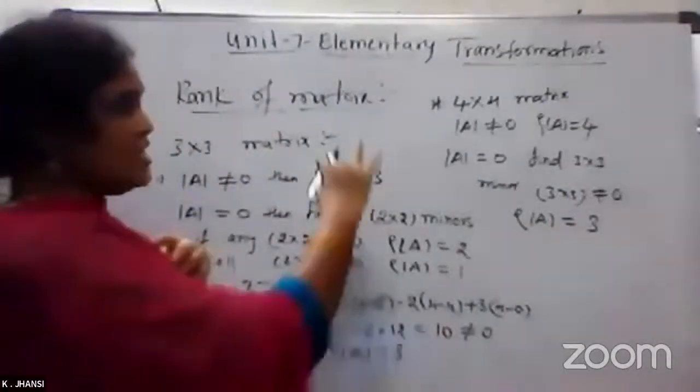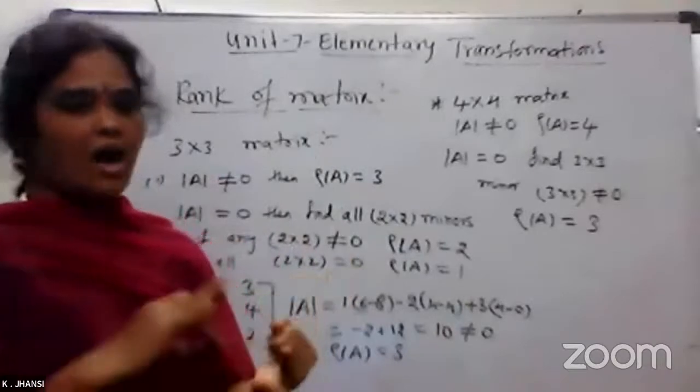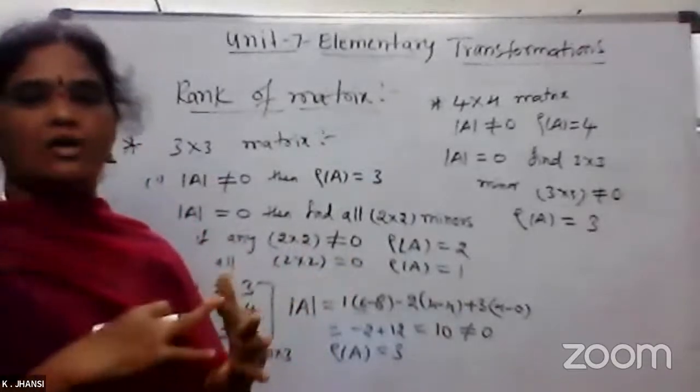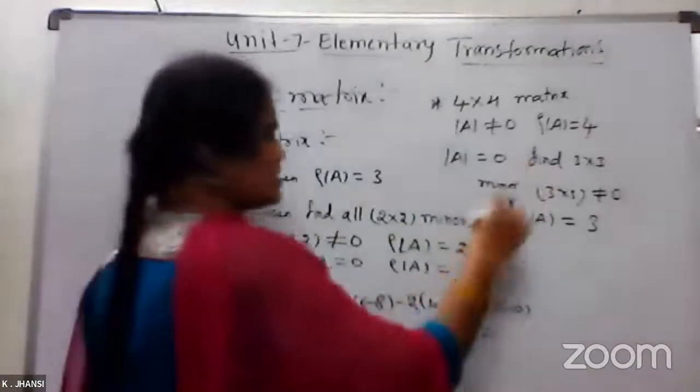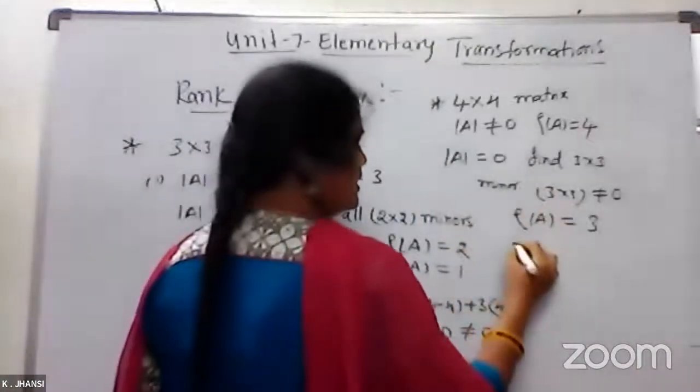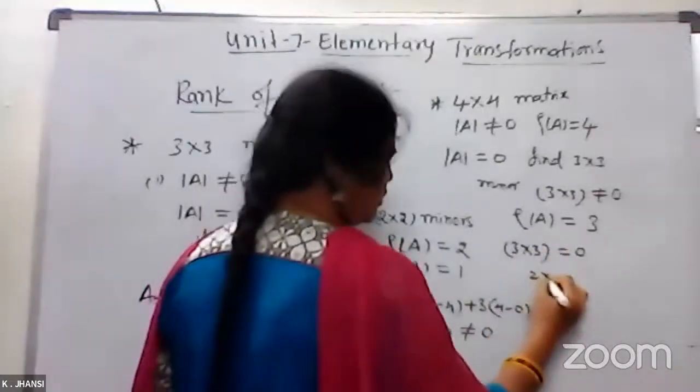So if it is a 4 by 4 matrix, you may have the chance of 4 as a rank, or 3, 2, 1, but you have to know which is the rank of the matrix. Next, in the same way, if you are getting the 3 by 3 minors as 0, then find the 2 by 2 minors.